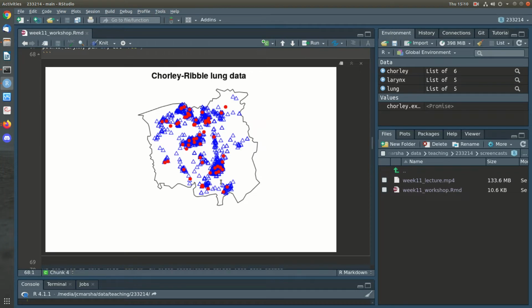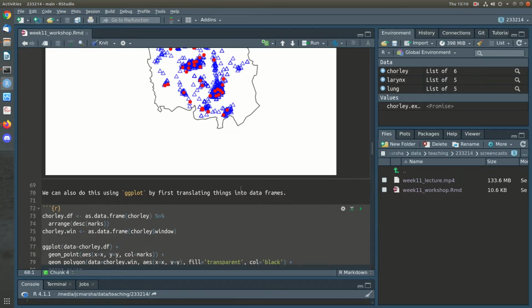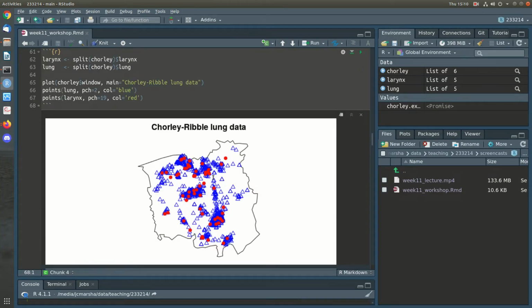Nonetheless, perhaps there are some differences between the red and blue, and that's what we're going to be exploring today. This is using base R graphics.